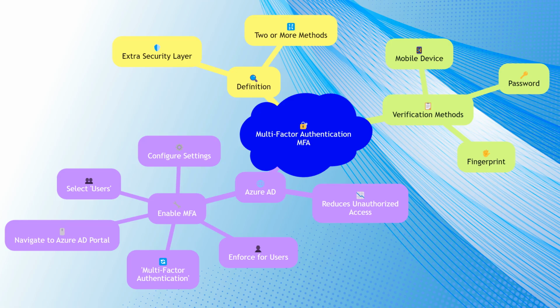Multi-factor authentication, MFA, adds an extra layer of security to the authentication process by requiring users to provide 2 or more verification methods. These methods can include something the user knows, a password, something the user has, a mobile device, or something the user is, a fingerprint. Enabling MFA in Azure AD significantly reduces the risk of unauthorized access, as it makes it much harder for attackers to compromise user accounts. To enable MFA, navigate to the Azure AD portal, select Users, and then Multi-Factor Authentication. From there, you can configure MFA settings and enforce its use for all or specific users.